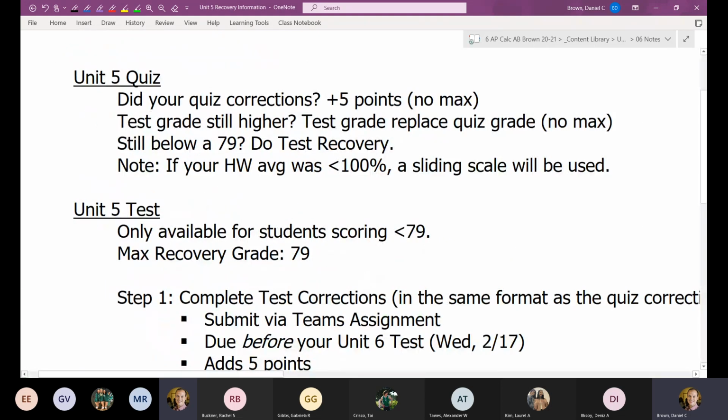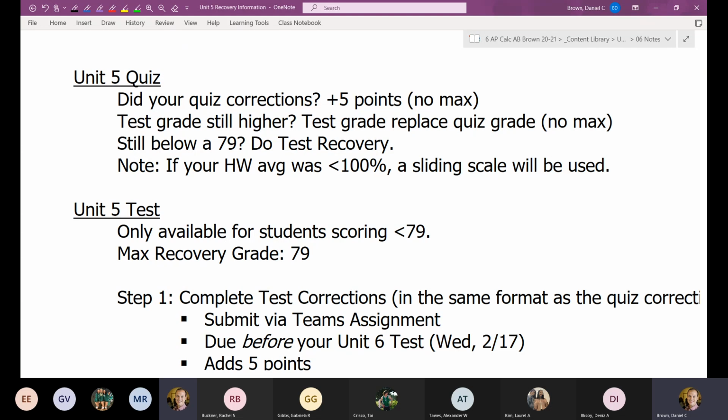Some things you should already see that have happened. I did already do the quiz recovery in certain ways. If you did all of your homework and then you did the quiz corrections as part of the briefcase binder, I added 5 points to the quiz. You should have already seen that reflected. The quiz grade you have should be 5 points higher, unless you did like 80% of your homework, then it would be like 80% of 5 points.